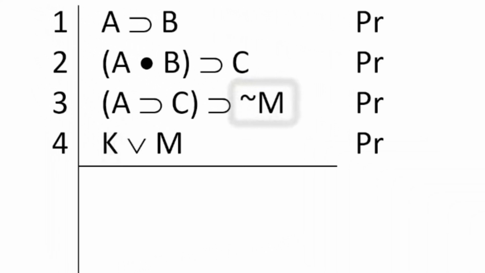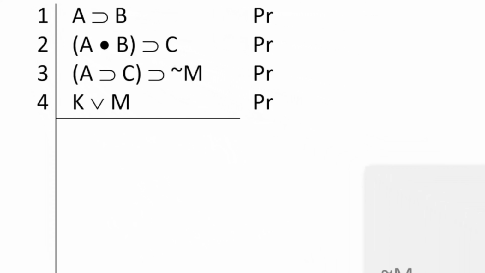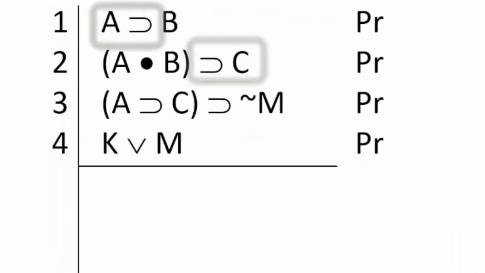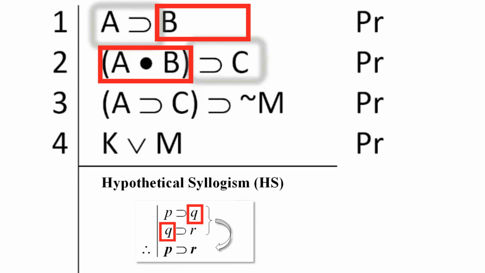Not m is in premise 3. It's a consequent of a conditional. We will be able to get it by Modus Ponens if we can match the antecedent. In this case, we would have to get if A, then C. And now if you look at premise 1 and 2, we see that we have 2 conditionals in these 2 premises with the antecedent wanted and the consequent wanted. But unfortunately in this case, we can't match the middle term. The consequent of line 1 is B, the antecedent of line 2 is A and B.